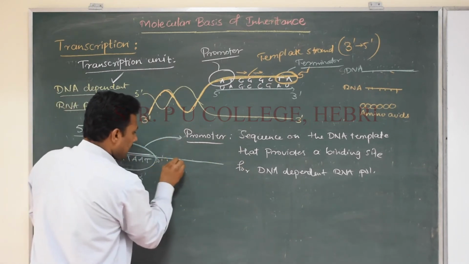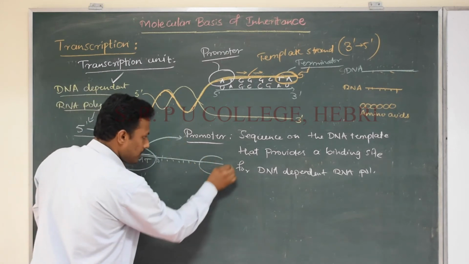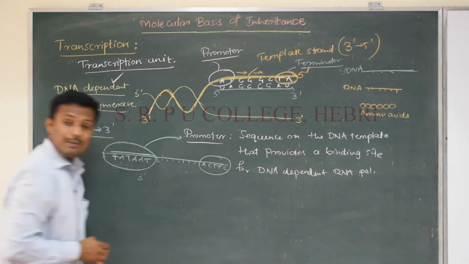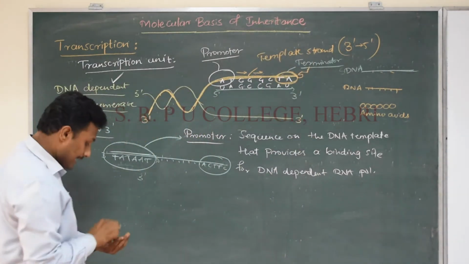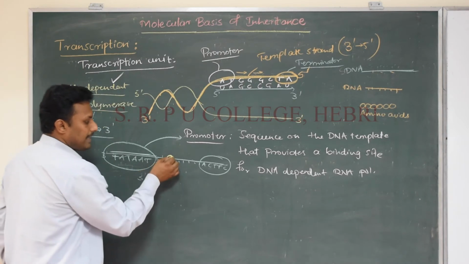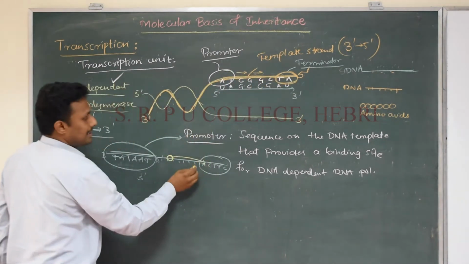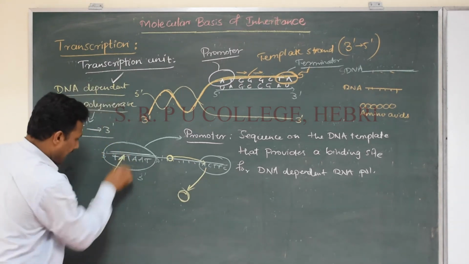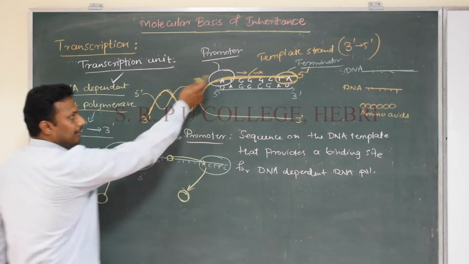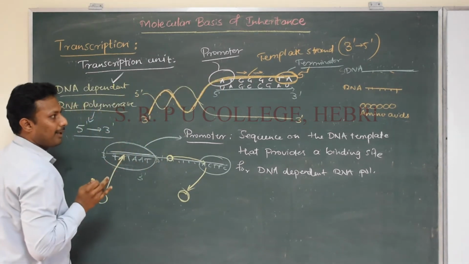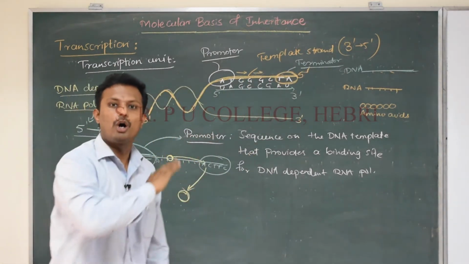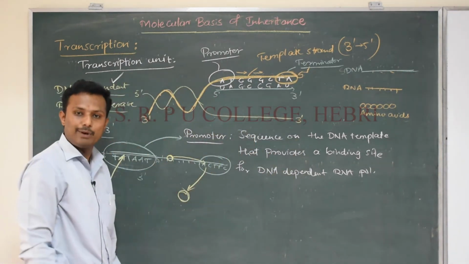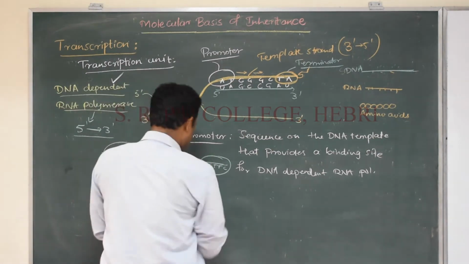There are many nitrogen bases. This is the template strand, and there is one more sequence, for example ACTTC, and this sequence can be called a terminator sequence. If the molecule of the DNA dependent RNA polymerase meets this sequence, it gets detached. The promoter will help in the binding of the DNA dependent RNA polymerase, whereas the terminator will terminate or end the process of RNA synthesis or transcription by detaching the RNA polymerase enzyme. Such a sequence is called a terminator sequence.